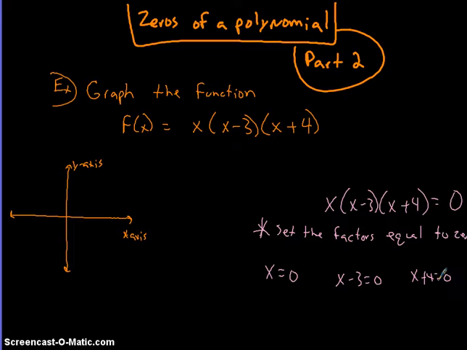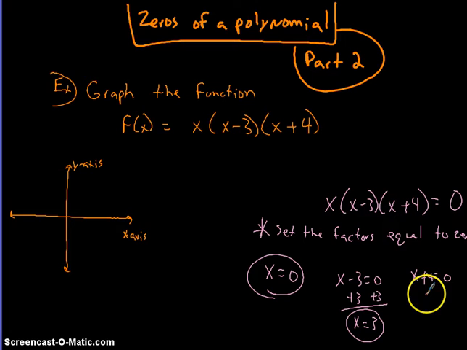Now we have to solve each of these lower equations for x. This one is already solved for x. It says x equals 0. So that's one of my solutions. This one you can solve for x by adding 3, and you get x equals 3. That's another zero. And the last one, if I set it equal to 0, I subtract 4, and I get x equals negative 4. So in this case, I have 3 zeros.